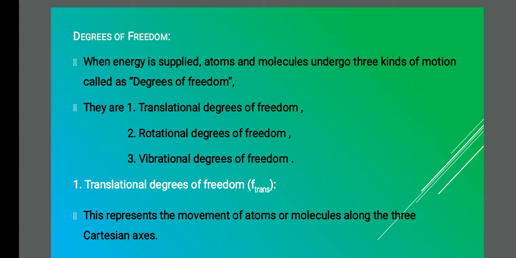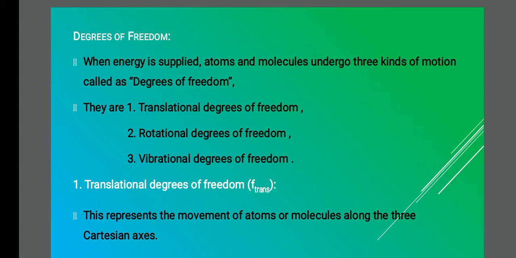It tends to move in three different ways, and the three different motions are said to be translation degree of freedom, rotational degree of freedom, and vibrational degree of freedom. We can see them one by one. First, I'll say what is translational degree of freedom. Translation degree of freedom represents the movement of atoms and molecules along the three Cartesian axes.